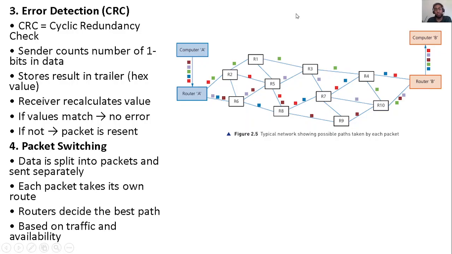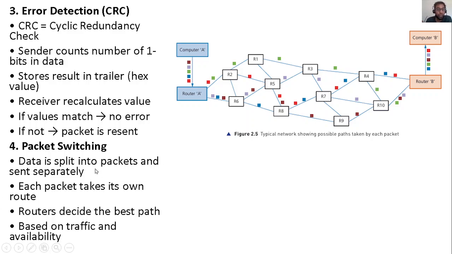Now let's see. This is basically the packet switching network. Computer A with the router, and computer B, that is the receiver, with the router. This computer A is the sender. Computer B is the receiver in this example. And over the network, there are different routers connected to each other that send the whole data to the destination computer, the receiver computer.